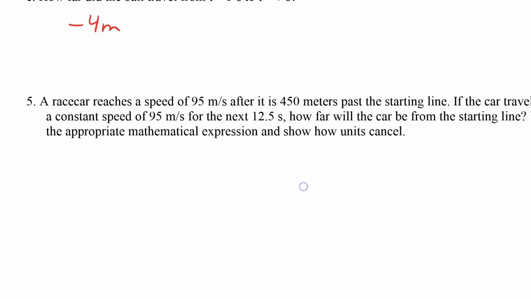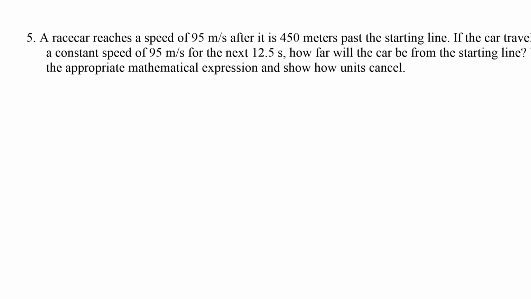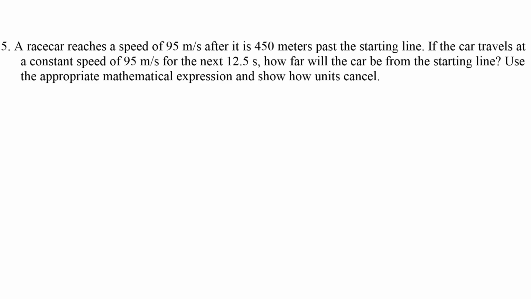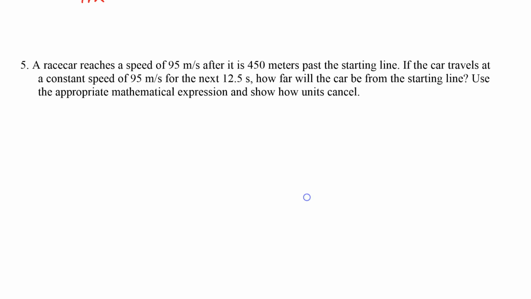Number 5, a race car reaches a speed of 95 meters per second after it is 450 meters past the starting line. If it travels at a constant speed for the next 12.5 seconds, how far will it be? Use the appropriate mathematical expression and show how the units cancel.